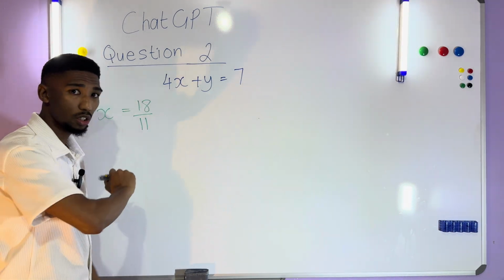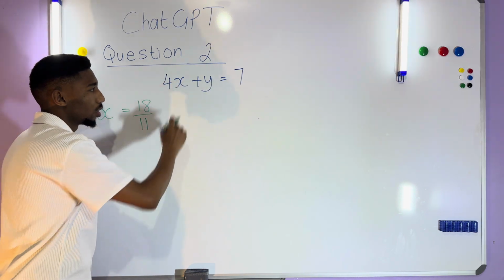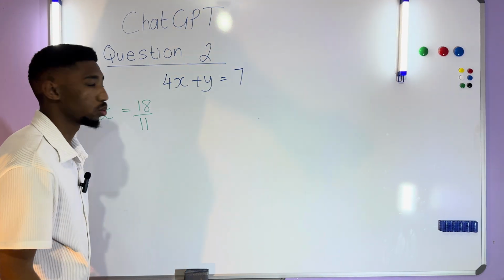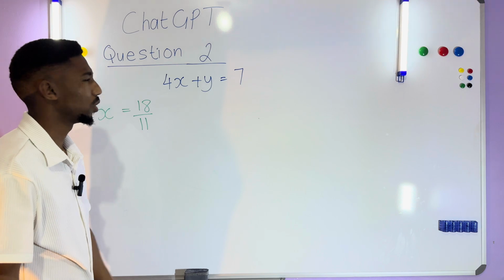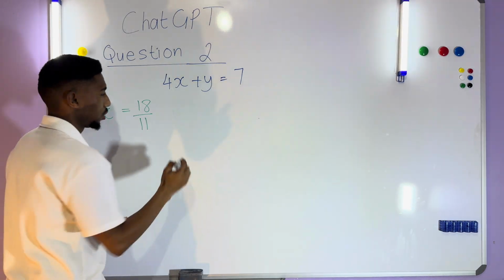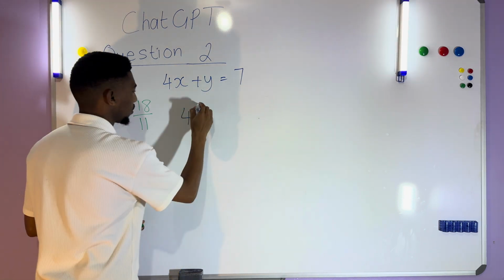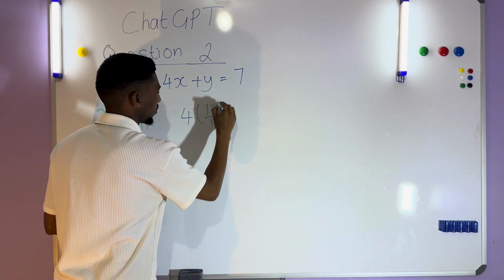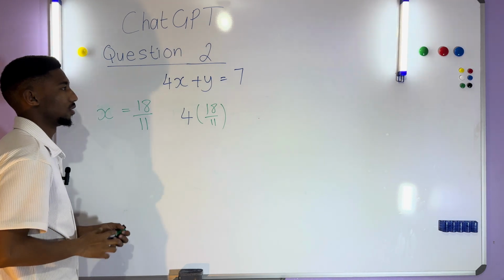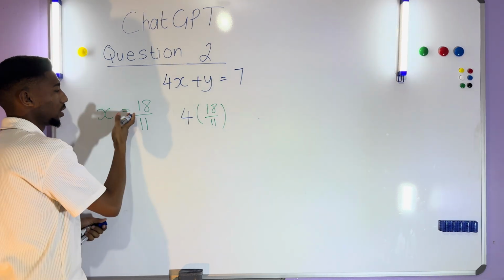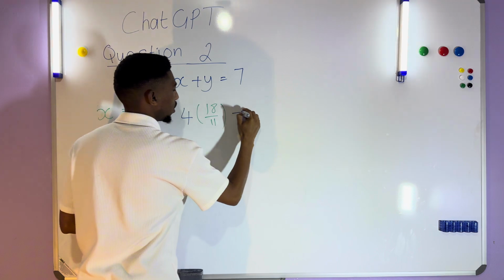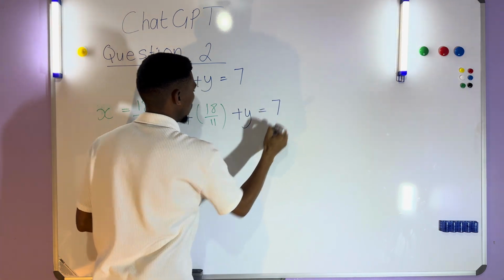Now that we have an x value, we can substitute it back into any of the two equations. We chose the second equation simply because the coefficient of y is 1. It's simpler to work with. So now we substitute. We have 4 times 18 over 11. We are substituting the x value in there, plus y equals 7.